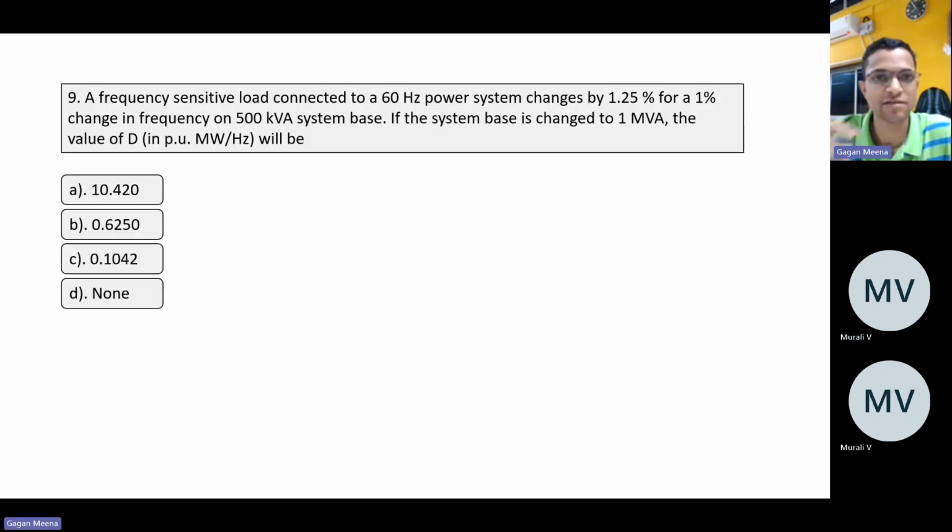I think this is the last question. A frequency-sensitive load connected to a 60 Hz system changes by 1.25% for a 1% change in frequency on a 500 kVA system base. If the system base is changed to 1 MVA, what is the value of D in per unit megawatt per hertz? D value means it's per unit megawatt by hertz.